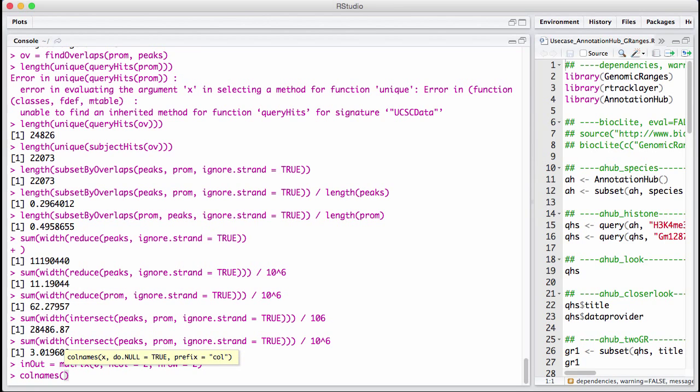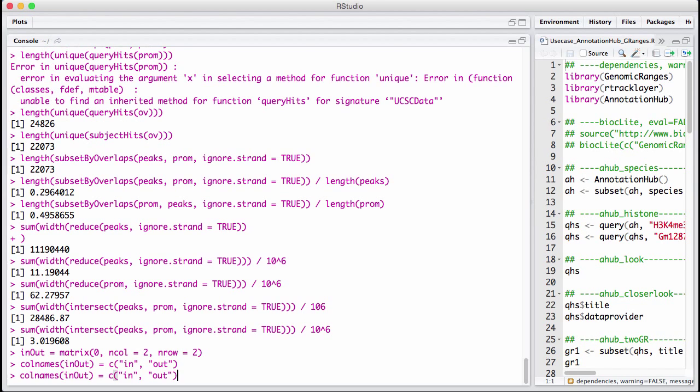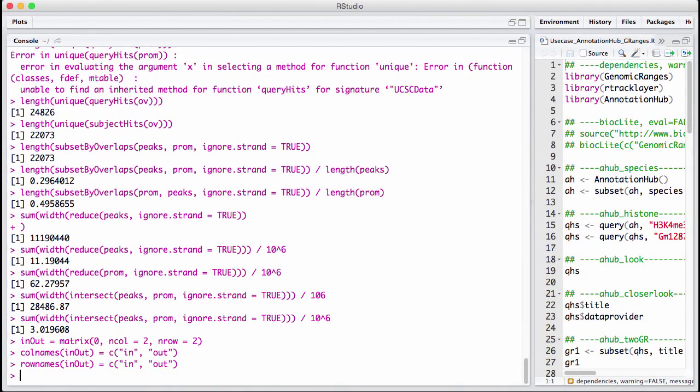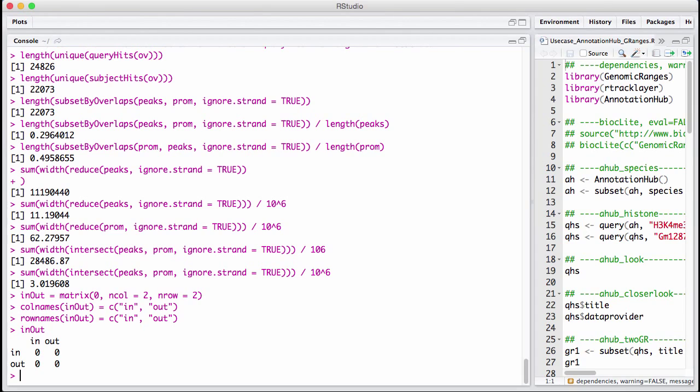And we are going to have the column names and the row names be "in" and "out". Also column names, and the same thing for the row names. So now we have the matrix here ready to fill out.